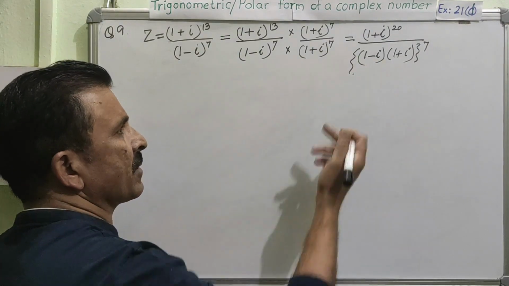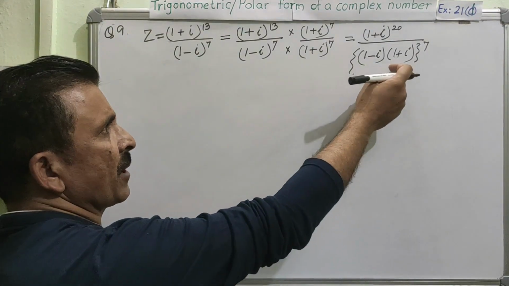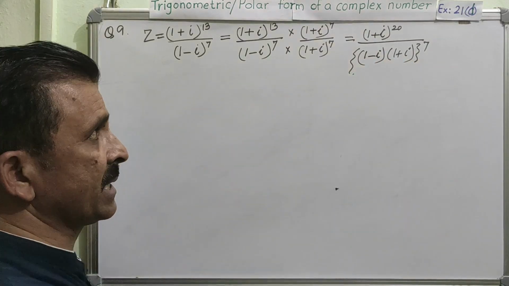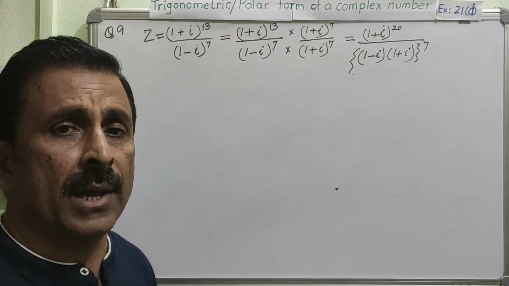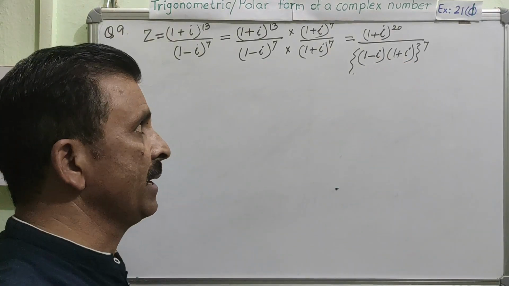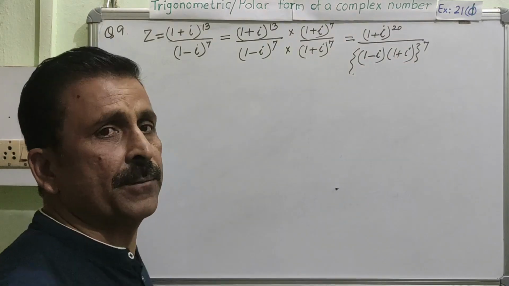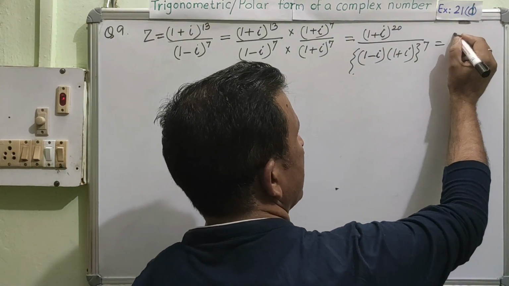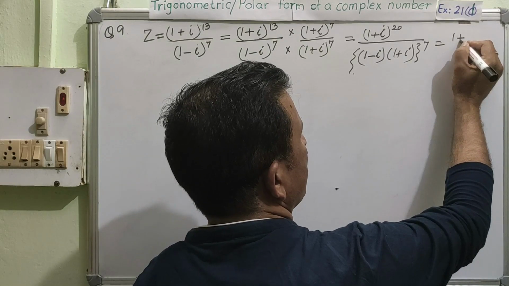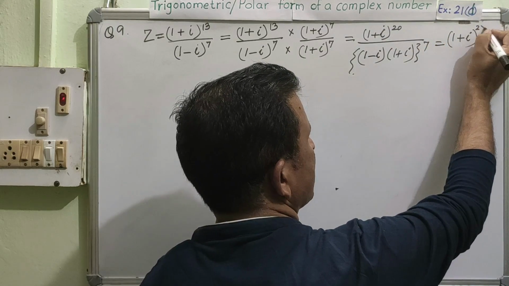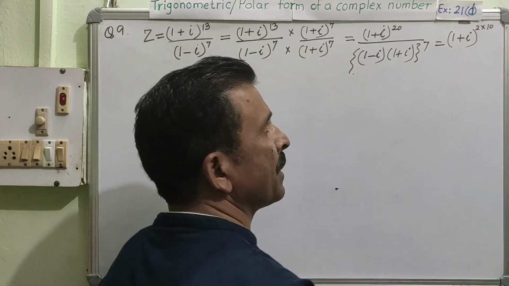Now the advantage of writing this way is that we can see the format of this denominator, 1 minus i into 1 plus i. This is in the form of a minus b into a plus b, so we can see this as the factor of a difference of squares. Therefore this can be written in the form of a difference of squares, right? So the numerator will be as it is, 1 plus i, and in fact this 20 we can also write as 2 into 10.